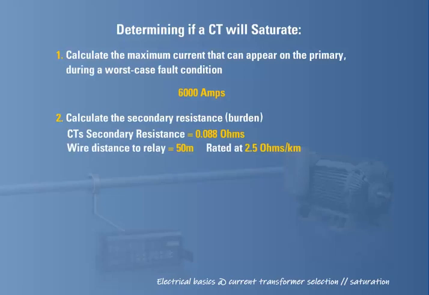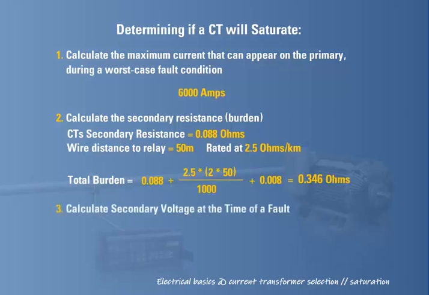The length of each wire from the CT to the relay is 50 meters and has a rated resistance of 2.5 ohms per kilometer. The total burden is equal to the CT secondary resistance, which is 0.088, plus 2 times the lead length of 50 meters multiplied by the lead resistance of 2.5 ohms per kilometer, and then divided by 1,000 meters. This is then added to the relay burden of 0.008 ohms, resulting in a total burden of 0.346 ohms. Now the secondary voltage at the time of a worst-case fault can be calculated.